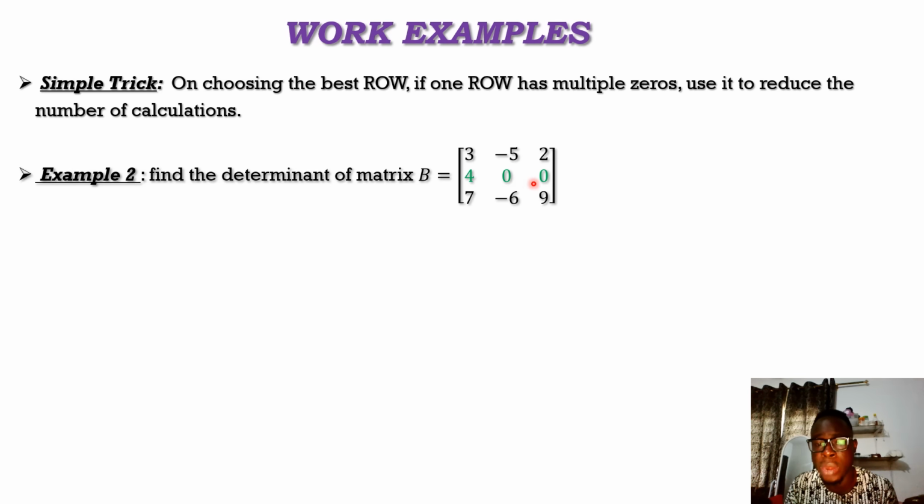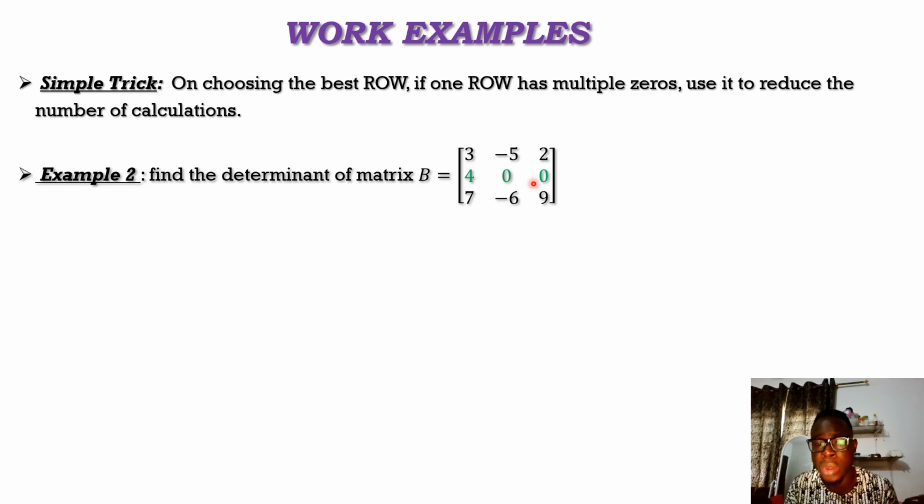So here, the determinant will be 4, which is the element 4. Its cofactor is negative, that is 2 plus 1 is 3, and negative 1 exponent 3 will be negative. Then the determinant of the minor. How do we get the minor? Remove the column, remove the row, which will leave us with -5, 2, -6, and 9.